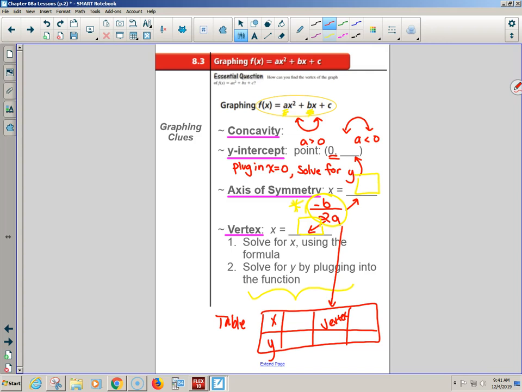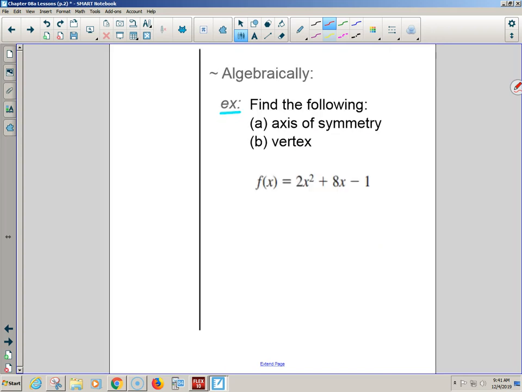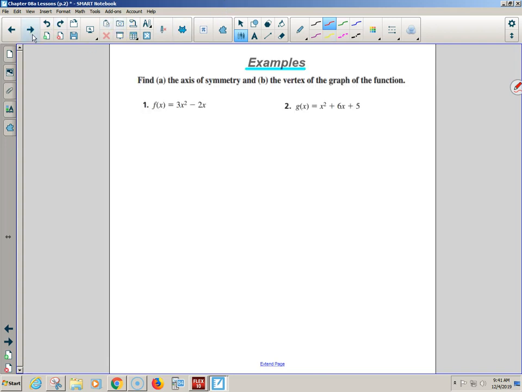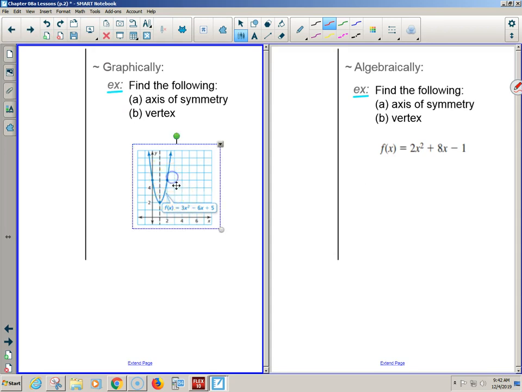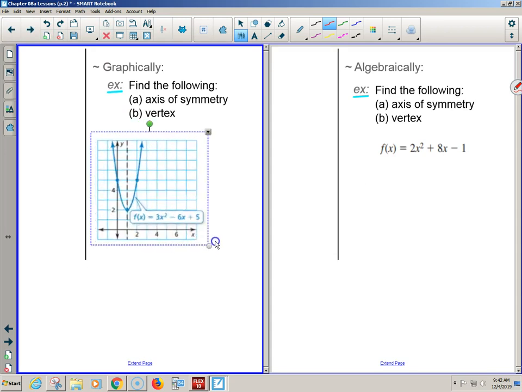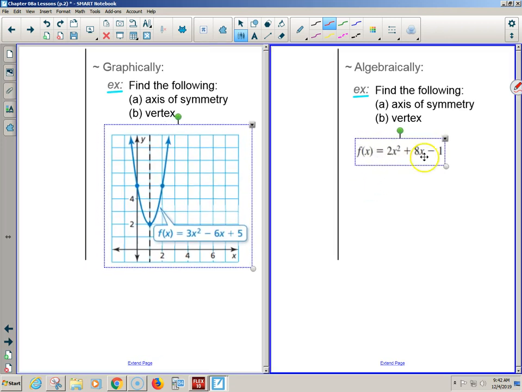Let me freeze the screen for just 1 second. I see a couple of you guys still writing. We're actually going to do 2 examples. One of them has a graph, so things are way easier because you can see the picture. And another one just has an equation, so we have to use that formula. The graphs are easy. You get to see it and be like, oh, hey, look, I found them. The equation's like, I don't know where he is. He got moved somewhere.